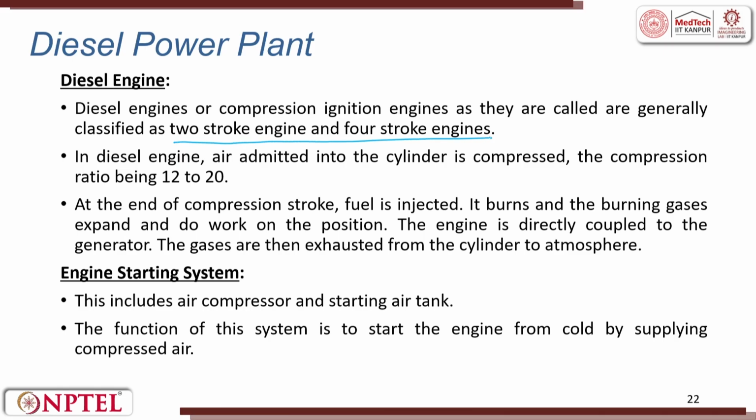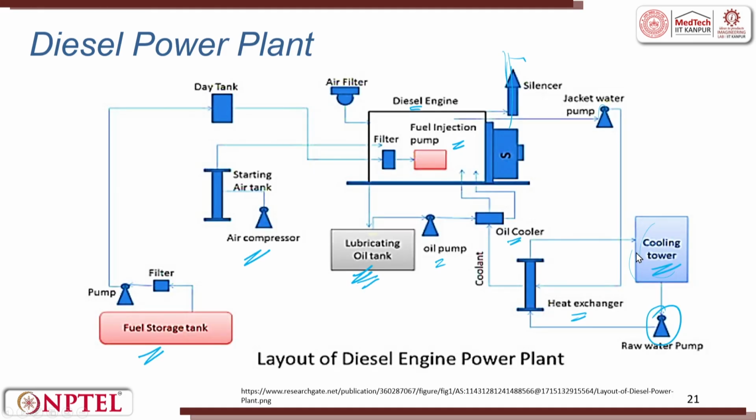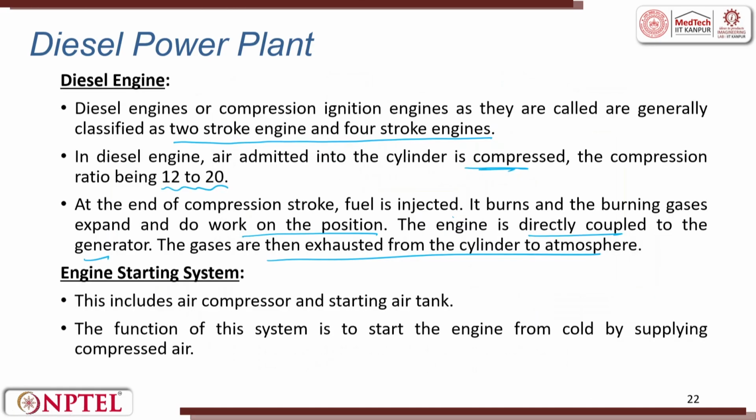In the diesel engine, the air admitted into the cylinder is compressed to a ratio somewhere between 12 to 20. At the end of the compression stroke, the fuel is injected, it burns and the burning gases expand to do work on the piston. The engine is directly coupled to a generator and the gas is exhausted from the cylinder to the atmosphere. This is the silencer, through which the air gets exhausted.